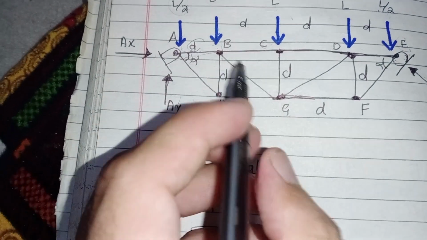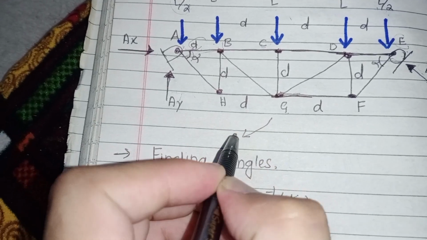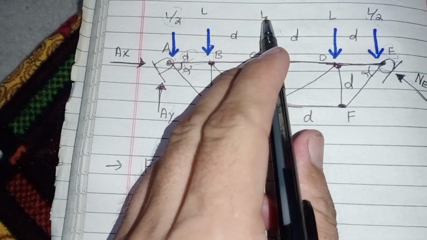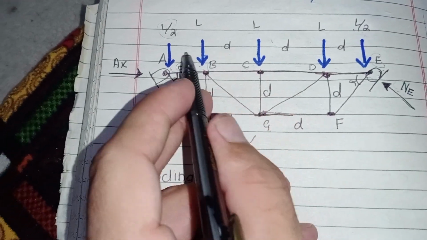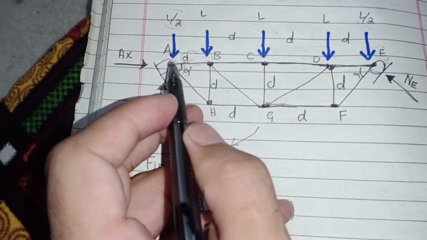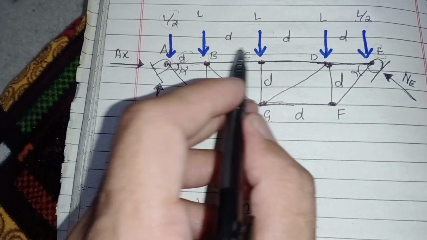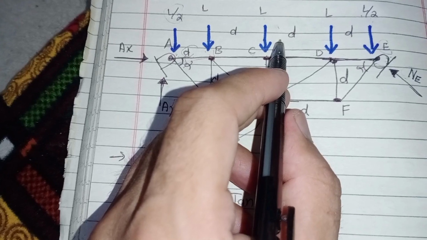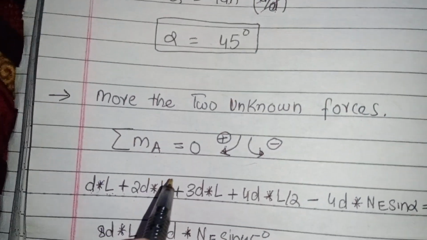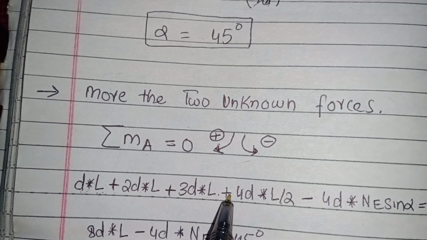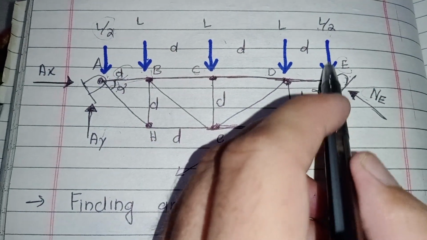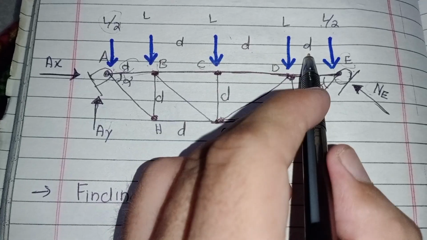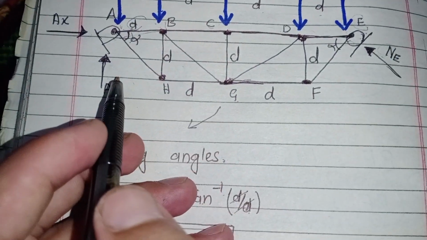This also rotates clockwise, L times 2D plus 3D into L, which is this 1, 2, 3. This L is far from point A at 3D distance, into L. Plus 4D into L by 2. So this is 1, 2, 3, 4D into L divided by 2.